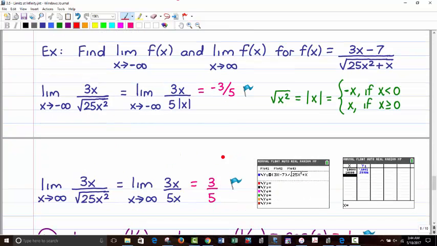Now, if it's positive, that doesn't matter. You just get 3x over 5x, which is 3/5. But that's pretty tricky. You might think, no, there's no way that was right, what I just did on this last problem. You'll think there's no chance.